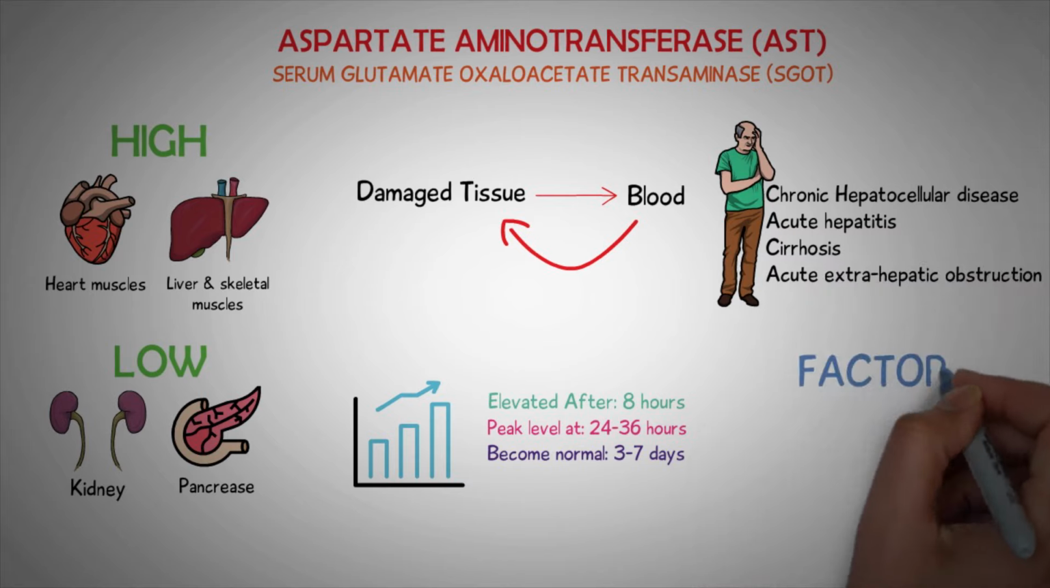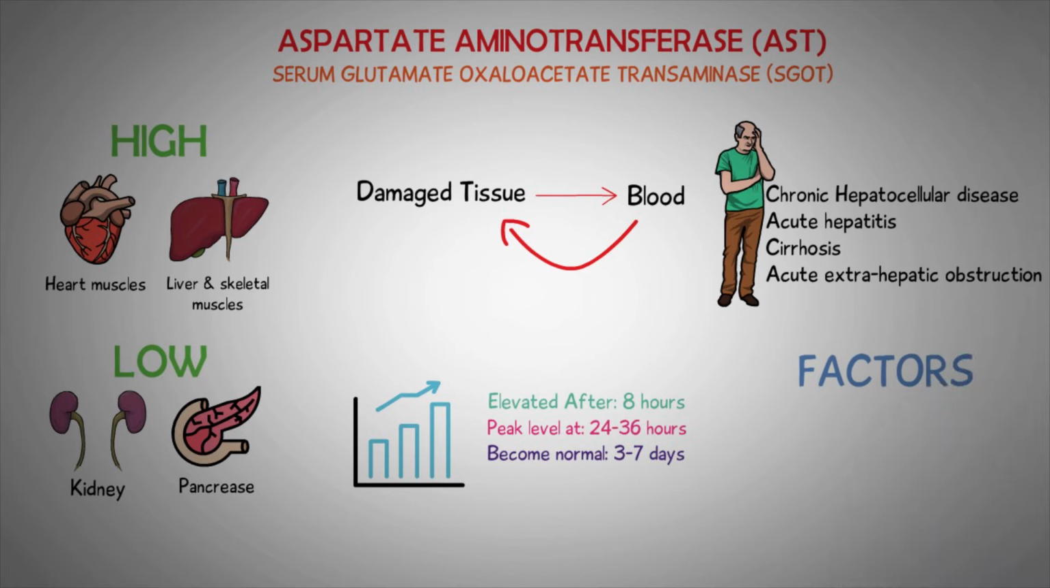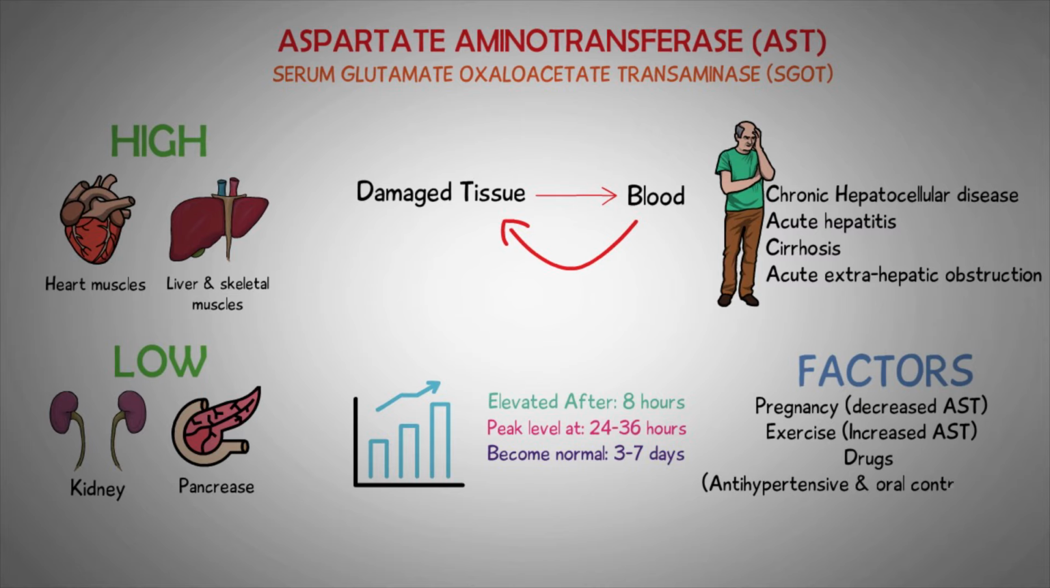Factors which interfere with the serum AST level include: number 1, pregnancy, in which there is a decrease in the AST levels; number 2, exercise, which increases the levels of AST; and number 3, drugs such as antihypertensives and oral contraceptives, which also interfere with the levels of AST.